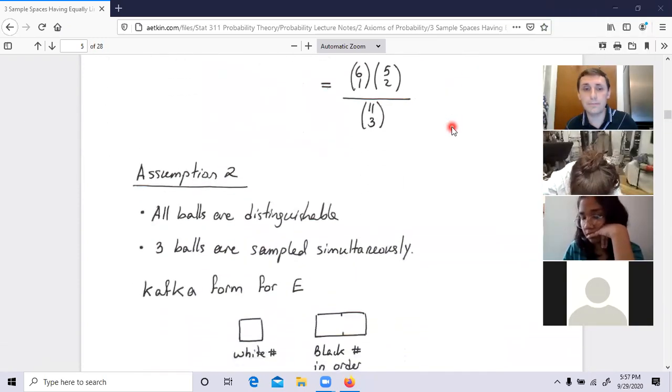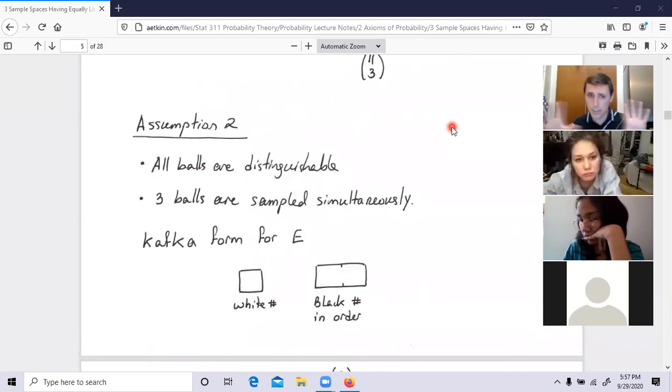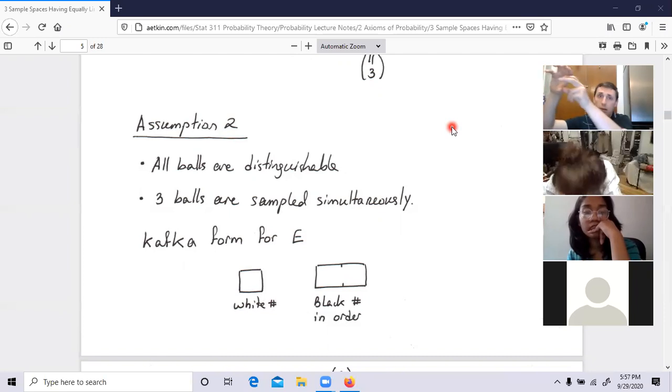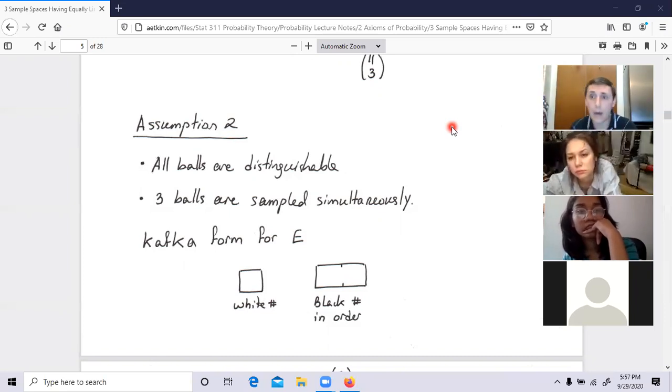Assumption number 2 is that all balls are still distinguishable, but we no longer know which ball came first and which second. So they were sampled simultaneously. You understand? So before I assumed first, second, third. So if it's a lottery, I see the first ball coming out, second, third. Now I'm assuming that they are picked simultaneously. So what is the Kafka document for my desired outcome E, for the event E?